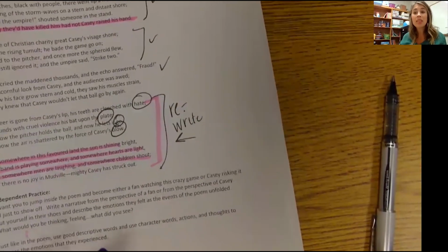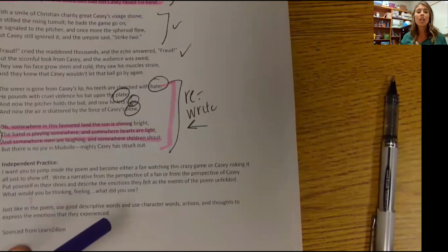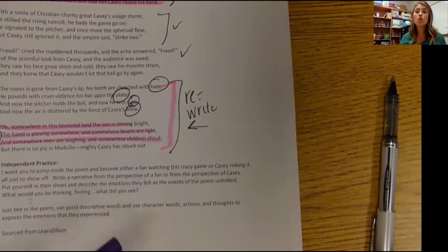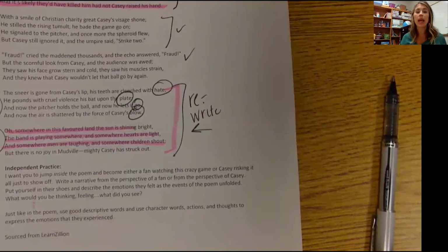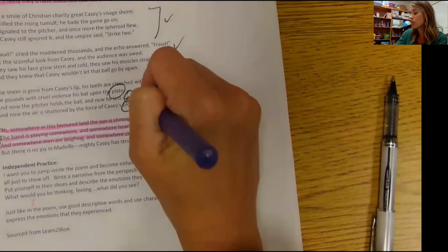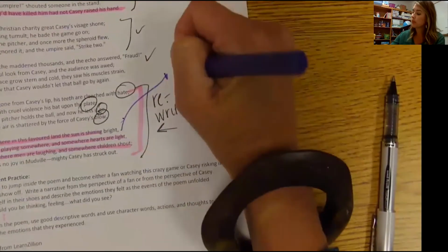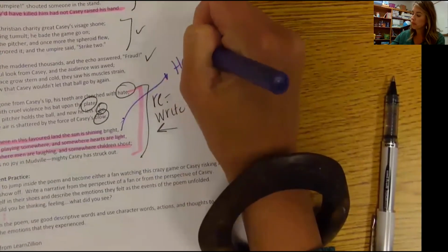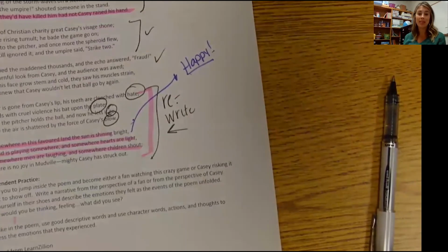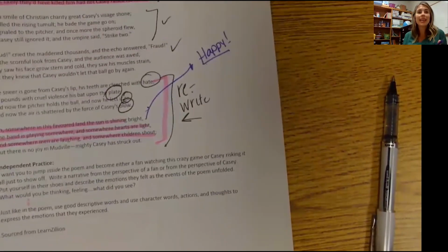You should have drawn maybe the sun shining. You should have drawn children laughing or shouting and men laughing. Hearts are light. You should draw maybe bands or music playing. And what do all those tell us? That people are what? That people are happy. That's the sense I get from that.